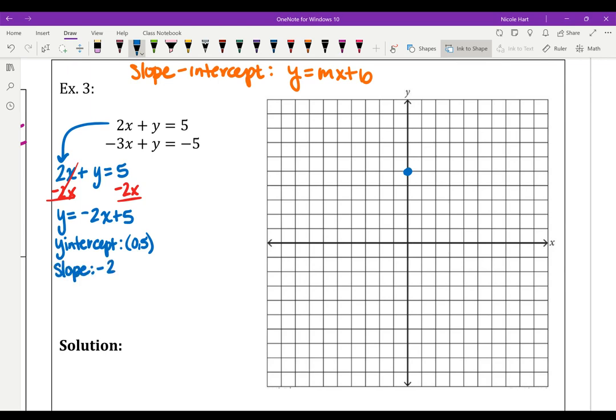And then my slope is negative 2, which when we're graphing, negative means we're going to go down 2 and to the right one. I'm going to go down 2 to the right one, down 2 to the right one. And I'm going to do that just a few times to give myself an easy way to make nice pretty lines. Again, just ballpark it, sketch it out, do the best you can.